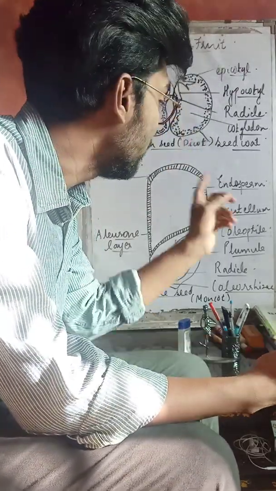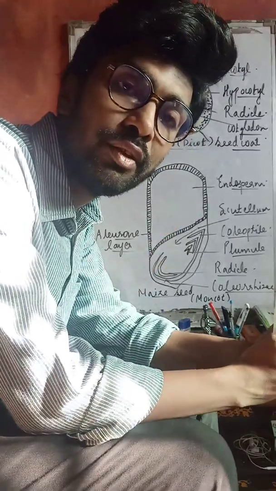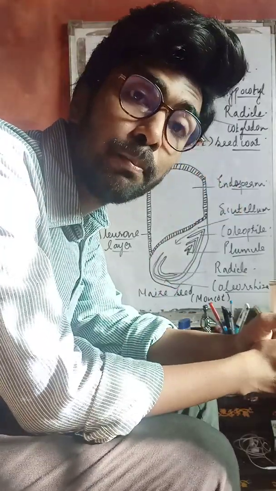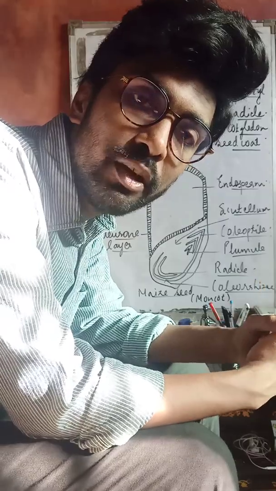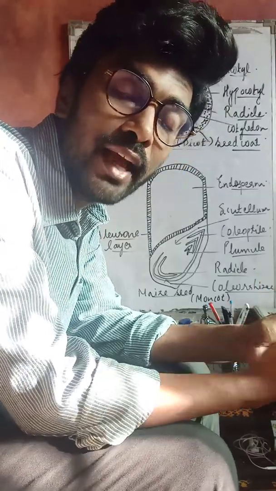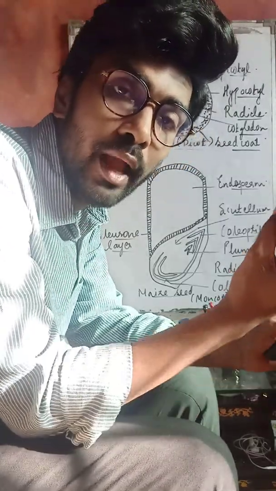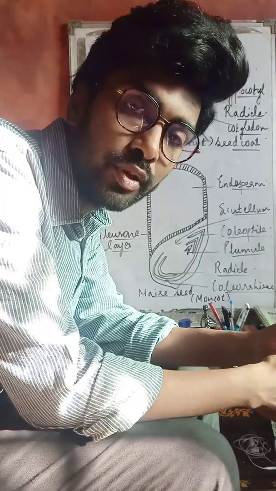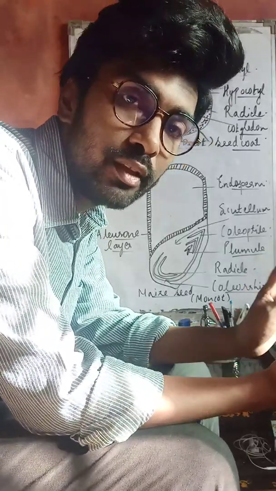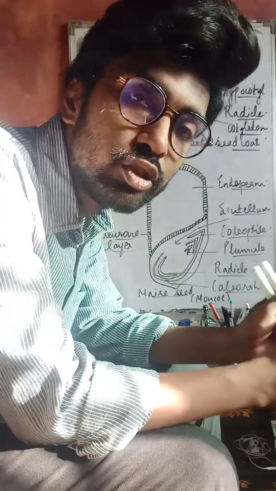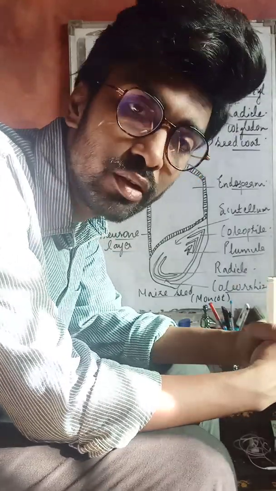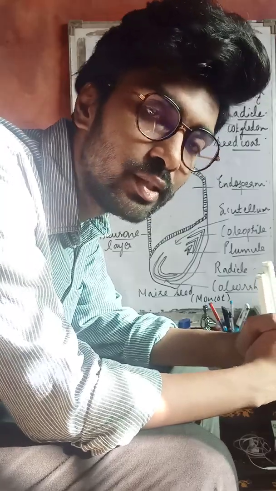Now, the next one is a small opening called the micropyle. A micropyle is a small opening which allows the entry of water and oxygen during soaking, that is, during the absorption of water. It is present near the seed coat.